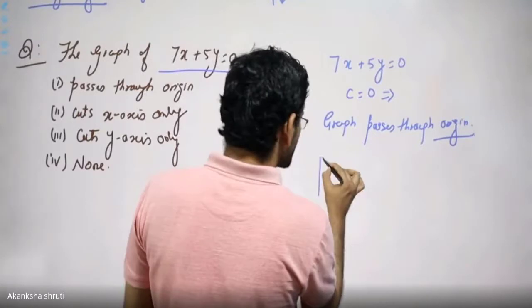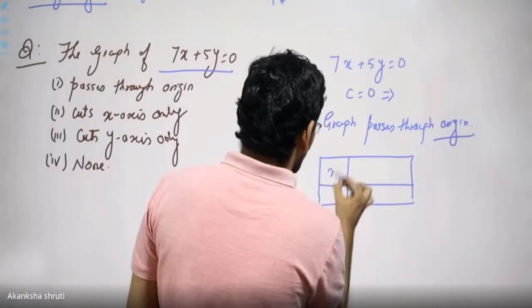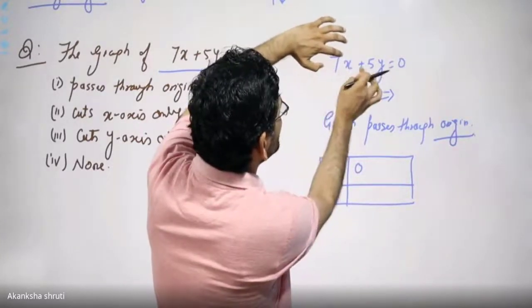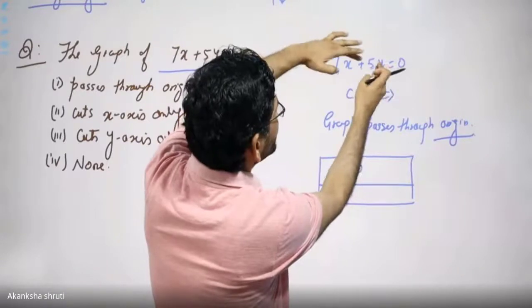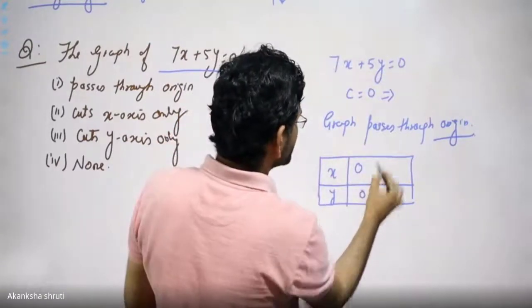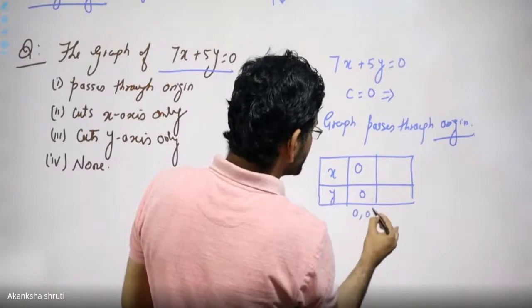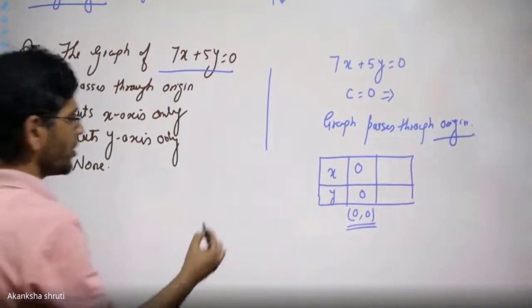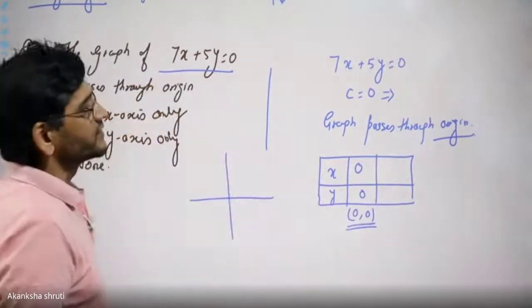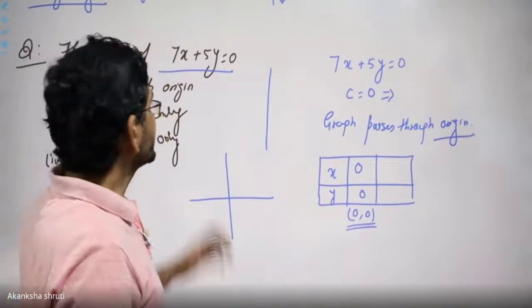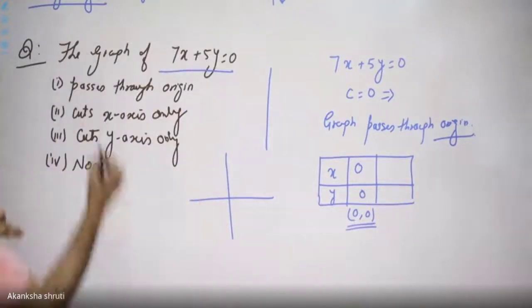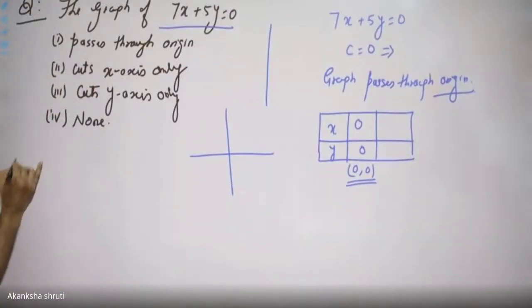Students, this can be verified. How? Make the table. If we take x value as 0, 7 into 0 plus 5y equals 0, so y becomes 0 by 5, which is 0. So one of the solutions is 0, 0. Wherever one of the solutions is 0, 0, the graph passes through the origin. Now the second question asks, in which quadrant does the graph lie? That kind of question is also asked. So students, the same question we have to extend.